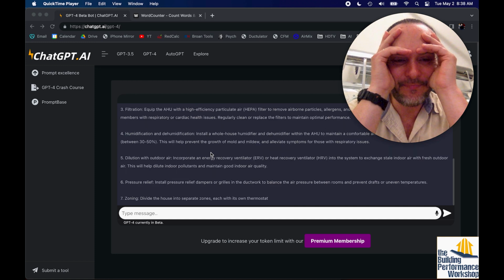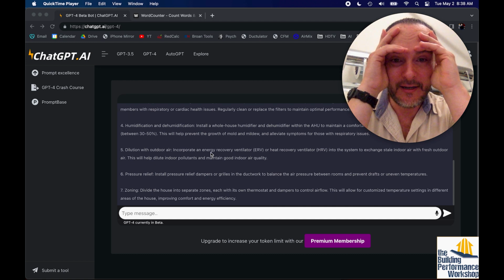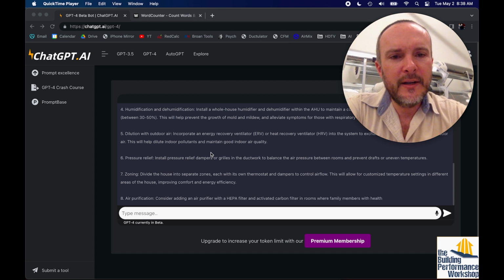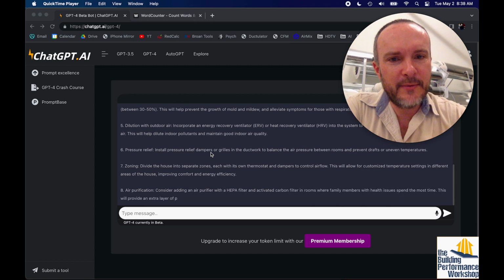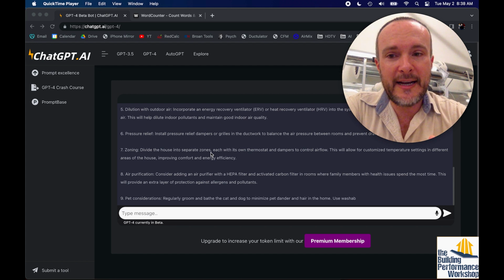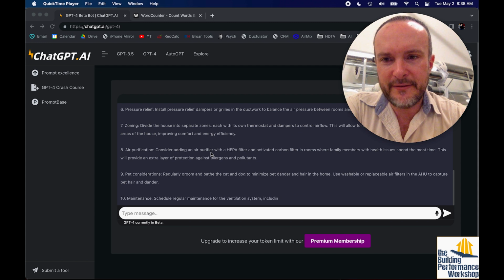Geez Louise. Okay, it doesn't understand the pressure relief piece of it. It also is recommending zoning, which is not something that I normally recommend, because I didn't specify to this thing that it was going to be a very airtight house, which might be why it didn't come up with the pressure relief.